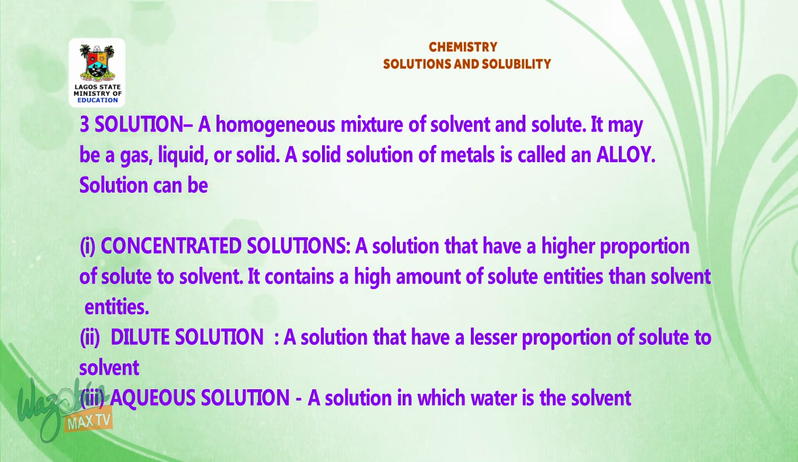Solution can be 1, concentrated solution. That is a solution that has a higher proportion of solute to solvent. It contains a high amount of solute entities than solvent entities. 2, dilute solution. A solution that has a lesser proportion of solute to solvent. And 3, aqueous solution. A solution in which water is the solvent.